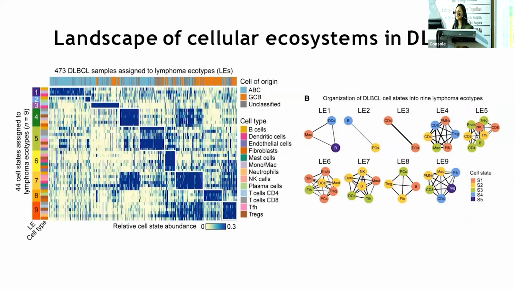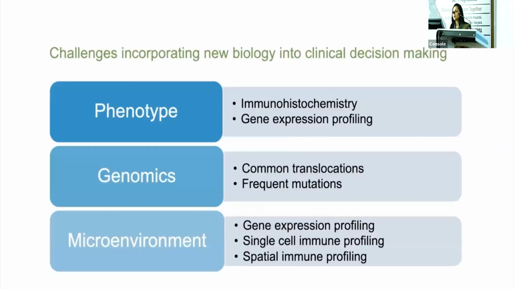Another classification is the landscape of cellular ecosystems. This is an AI-based model where single cells are classified and put into 9 subgroups, but the clinical significance right now we don't know. Of course, we are banking on more data, and as it comes, these will be clinically classified into different groups. So that's where we are for diffuse large B cell lymphoma. The phenotype, the genomics, and the microenvironment are all important. In the microenvironment, there are gene expression profiling, single cell immune profiling, and spatial immune profiling. This knowledge is coming, and together it will add up to give us maybe a new classification.